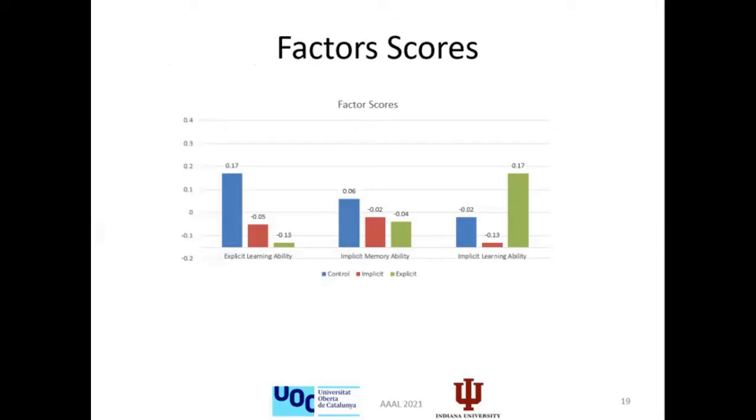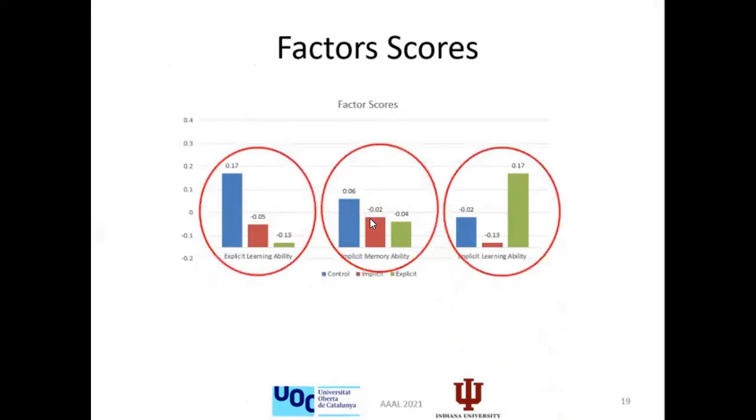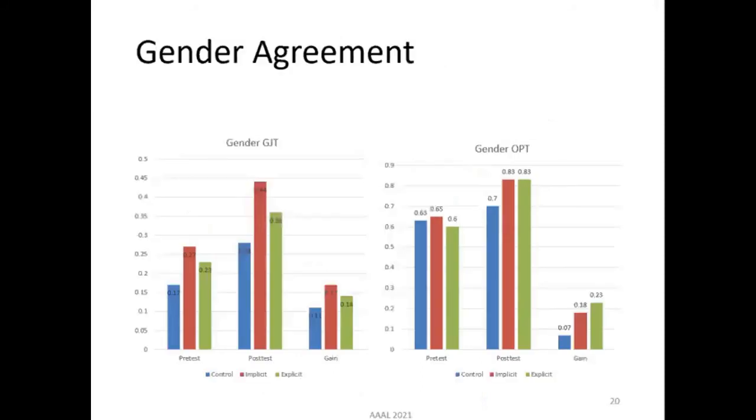Here you see the descriptive statistics for the 3 factor scores by treatment groups: explicit learning ability, implicit memory ability, and implicit learning ability. There seem to be some differences in scores at a descriptive level, but these differences never reach the level of statistical significance. So different treatment groups are comparable in terms of explicit learning ability, implicit memory ability, and implicit learning ability.